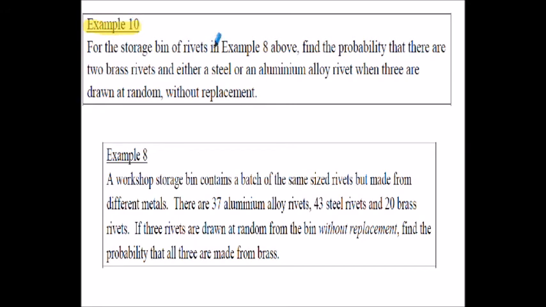Okay, example 10 actually refers to example 8 we've reviewed previously. So I've repeated example 8 purely for convenience here to save you flipping back to try and find where it is in the video. So just for reference, in example 8 we had a workshop bin that contains a batch of the same size rivets, but they're made from different materials. And there were 37 aluminium alloy rivets, 43 steel rivets, and 20 brass rivets. So you need to be aware of that information as we now review example 10 on the next slide.